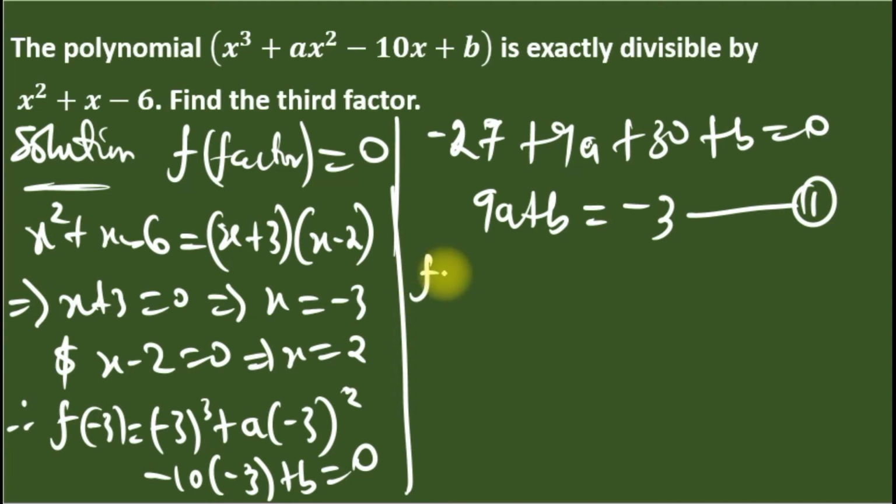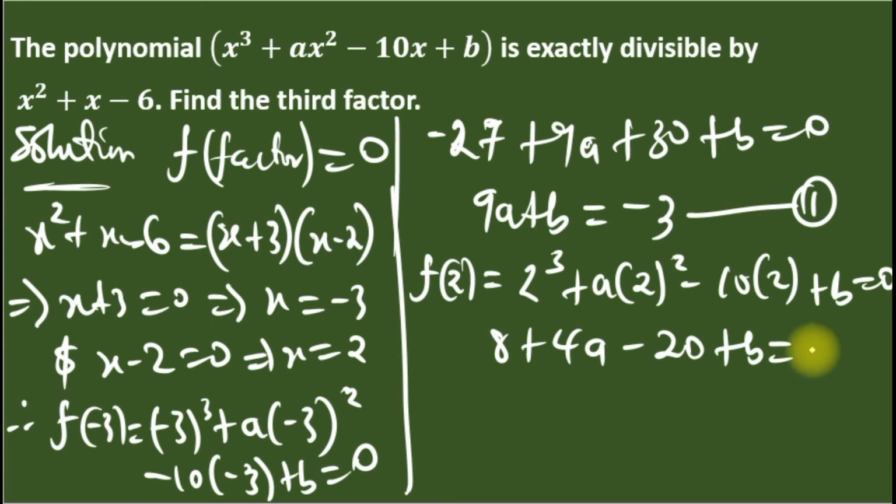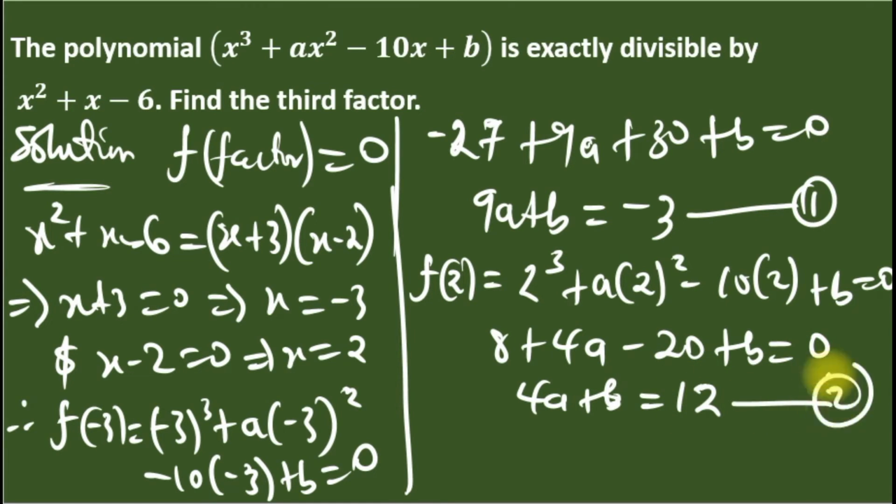Again, if you substitute 2, it must give us 0. So we have 2 raised to power 3 plus a times 2 squared minus 10 times 2 plus b, which must give us 0. This is 8 plus 4a minus 20 plus b must give us 0. Therefore we have 4a plus b equal to 20 minus 8 is 12. So that's equation 2. We solve equations 1 and 2 simultaneously.